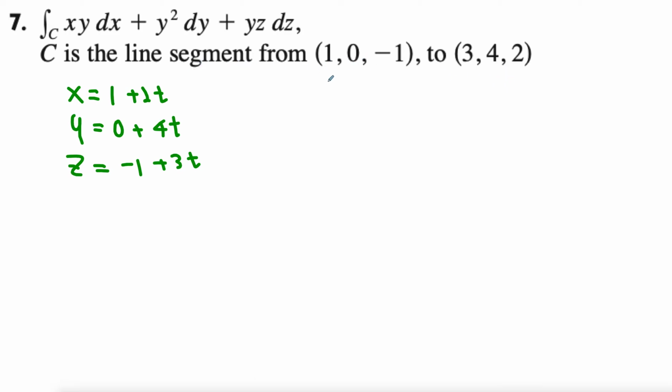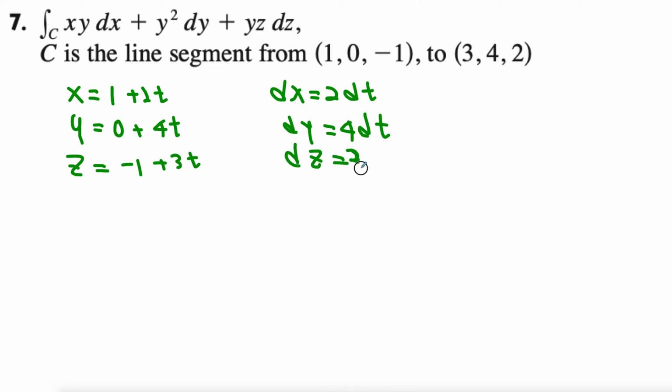Now, what we want to do is find dx, dy, dz. So dx is equal to 2 dt, dy is equal to 4 dt, and dz is equal to 3 dt. All right, so far, so good. Now, of course, t goes from 0 through 1.